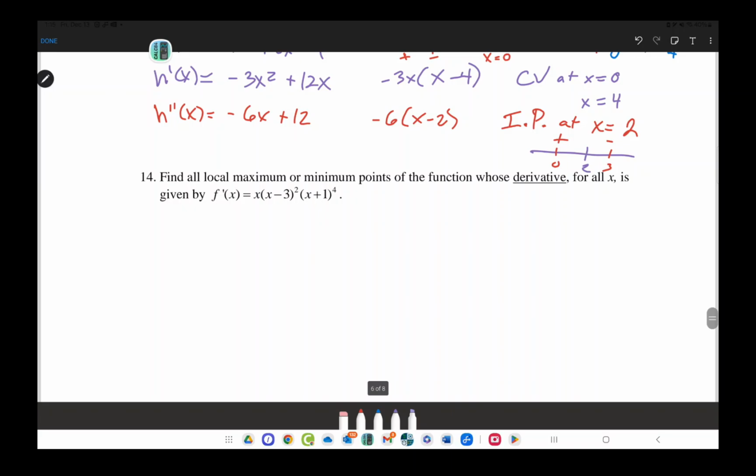All right. Last one for today. Find all local max and minimum points on the function whose derivative for all x is given by this function. So we have the derivative. So my critical values are 0, 3, and -1. Now you do have to test this, because if the signs don't change, then it's not a max or min. Okay. So we have -1, we have 0, and we have 3. So we're going to plug in -2, plug in -1/2, plug in 1, and plug in 4.